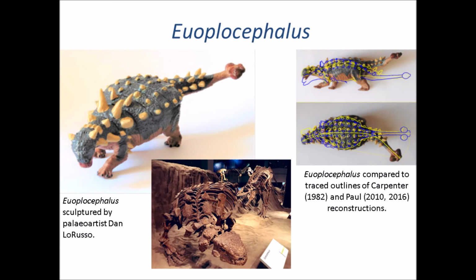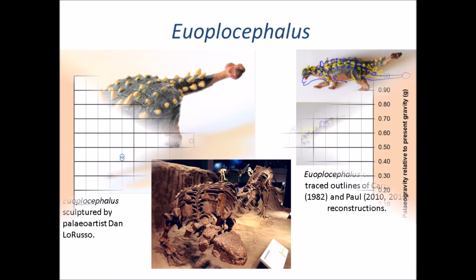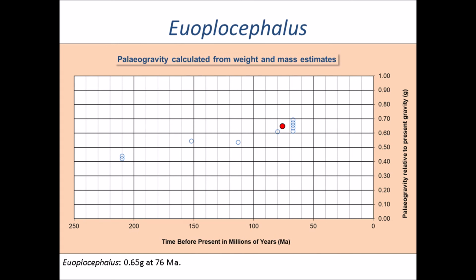Another armored dinosaur was Giraffatitan. There are various reconstructions of this animal. Giraffatitan gives a paleogravity estimate of 0.65g at around 76 million years ago.